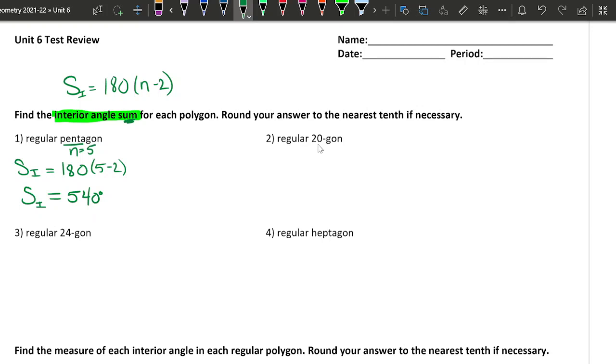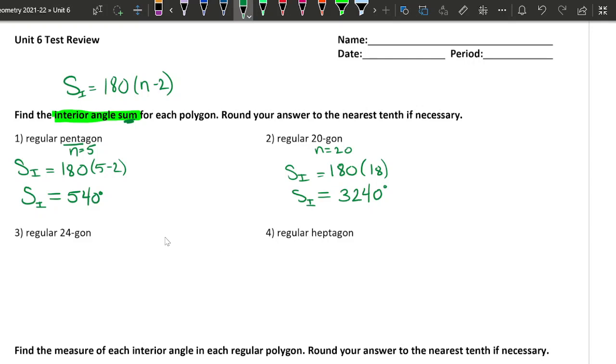And then the sum of the interior of a regular 20-gon, so this means that n is 20. So it's going to be the sum of the interior equals 180 times n minus 2. 20 minus 2 is 18. And 180 times 18 is going to give me 3,240 degrees, which is a lot. But it's a 20-sided figure, so there's a lot of sides there.